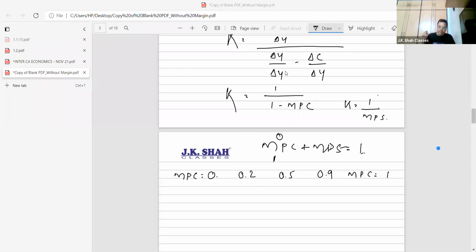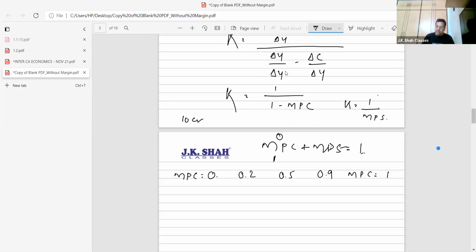Let's take one more case. Suppose in these 5 cases, the government makes an investment of 10 crore rupees. In the first case MPC is 0, next it's 0.2, next is 0.5, next is 0.9, next it is 1.